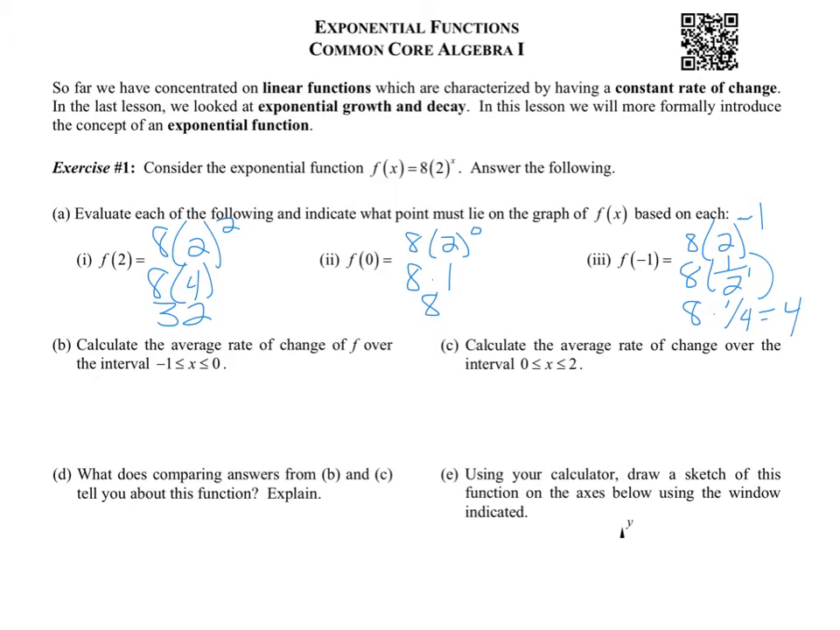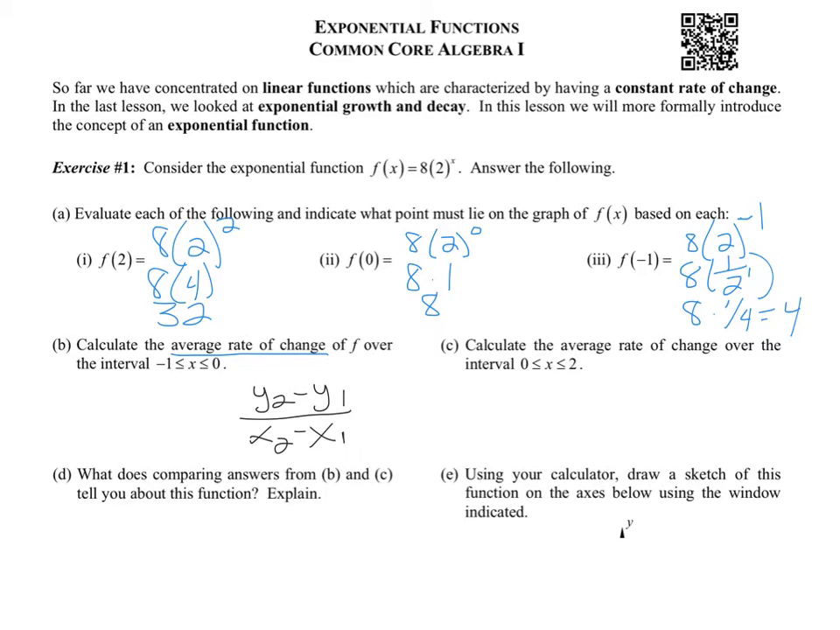Now we're going to go to B, and you know what the words average rate of change stand for. Average rate of change means that we're going to use our formula that we've been using for 2 years now, y2 minus y1 over x2 minus x1, over the interval negative 1 to 0.